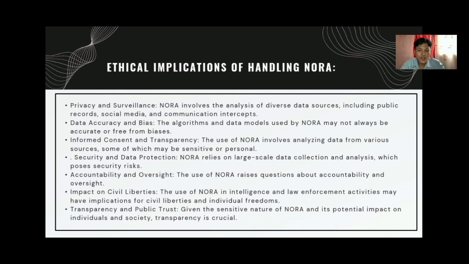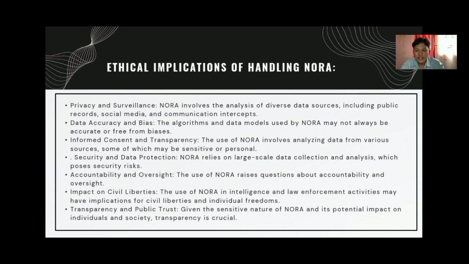It is essential to ensure that individuals' privacy rights are respected and their information is handled in a manner that aligns with legal and ethical standards. Secondly, we must address data accuracy and potential biases. Algorithms and data models employed by NORA may not always be completely accurate or free from biases.